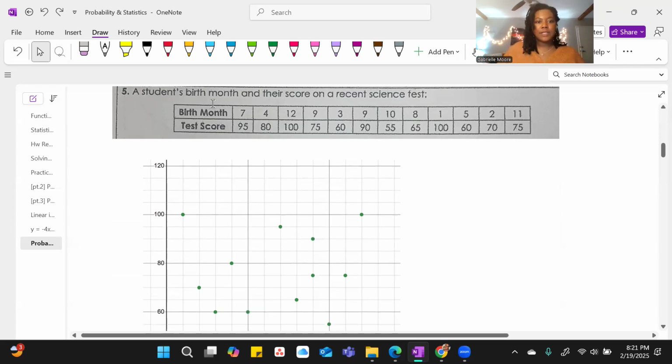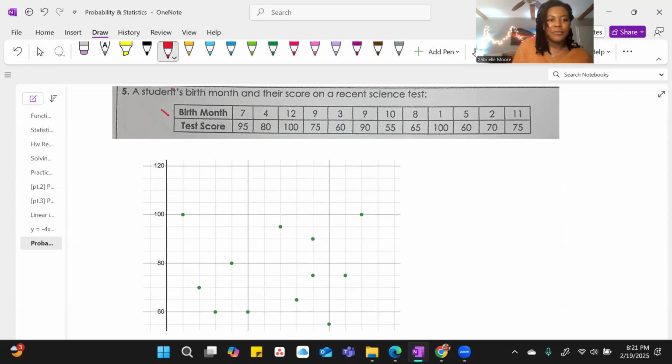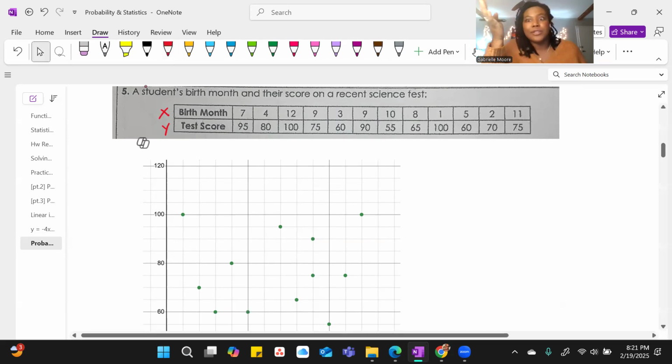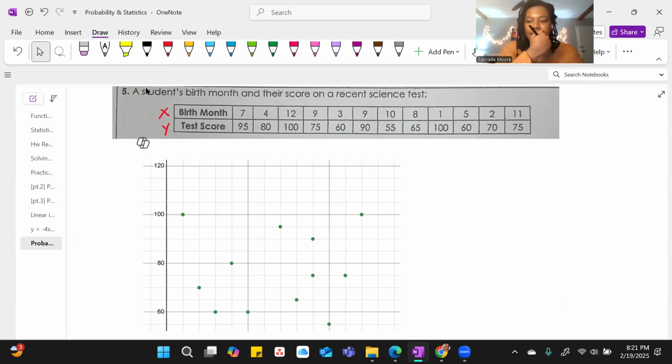So for number 5, it says a student's birth month and their score on a recent science test is provided. So we're trying to see if there's a correlation between what month someone's born and the test score that they make. Now you can see here, I already put a scatter plot because I went ahead and just made the graph to save time. But if you think about it, they probably wouldn't correlate. Why would a specific month, or zodiac sign, if you want to go into the astrology of it, matter as far as what score you make on a test, right?